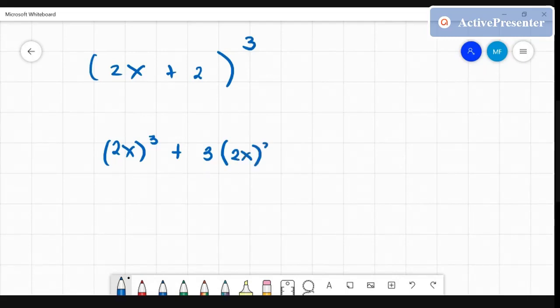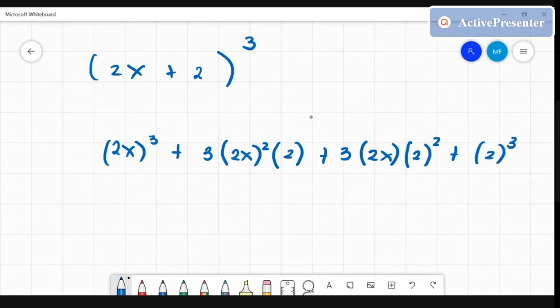So 2x squared times the second term, 2, plus thrice the product of the first term, 2x, times the squared of the second term, plus the cube of the second term. So 2 cubed. Now, we have 2 cubed is equal to 8x cubed plus 3. So 2x squared is equal to 4x squared. Therefore, 4 times 2 is 8 times 3 is 24. Therefore, we have 24x squared.